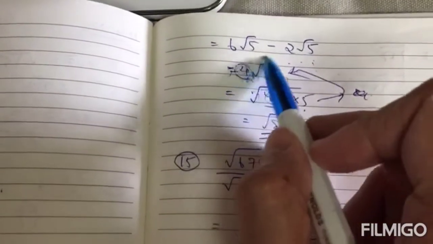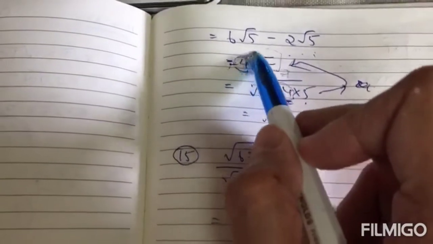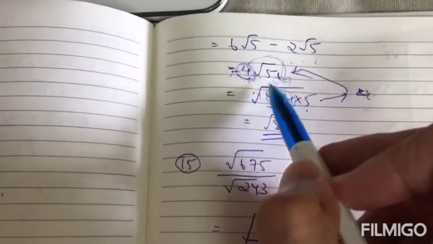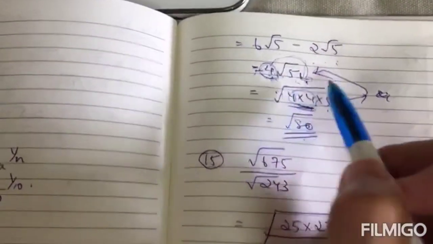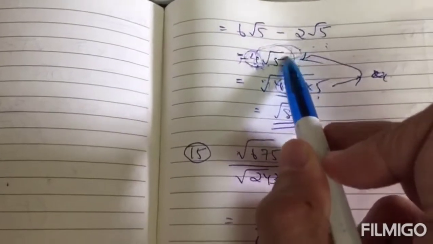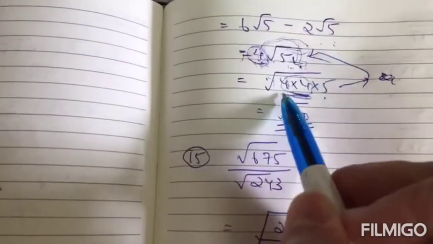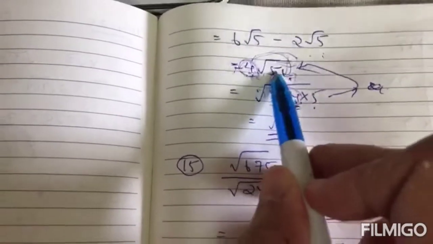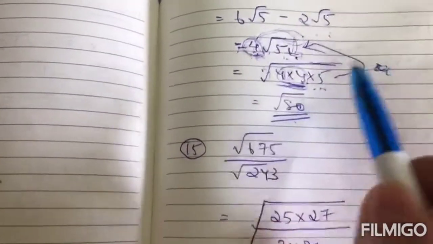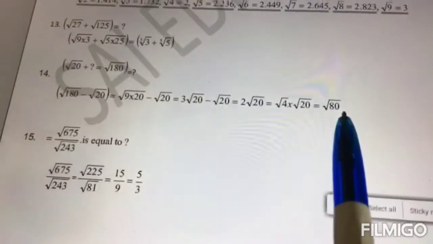So if I want to write everything within the square root sign, I have to put it back into the square root as a perfect square. 4 is the square root of a perfect square, which is 16. So 4 becomes 16 inside the square root symbol. I can write 16 as 4 into 4, right? Into 5, which is already there in the square root symbol. So this becomes square root of 80, which is what is given here.